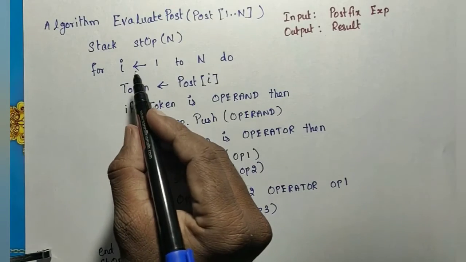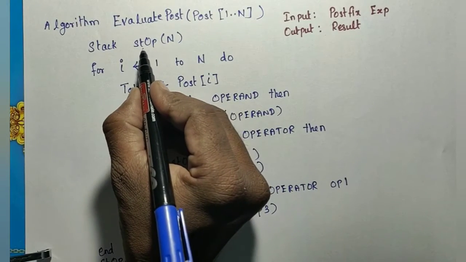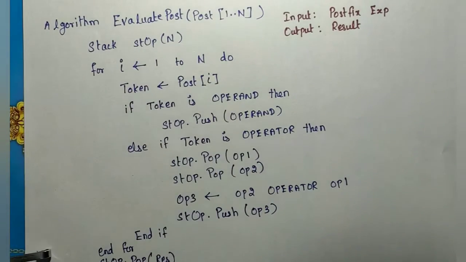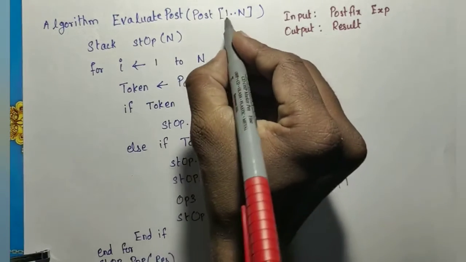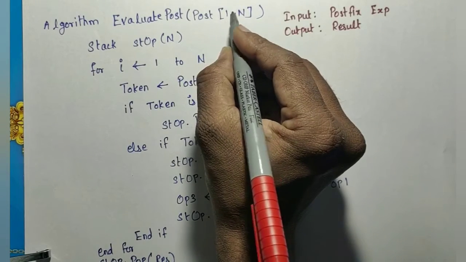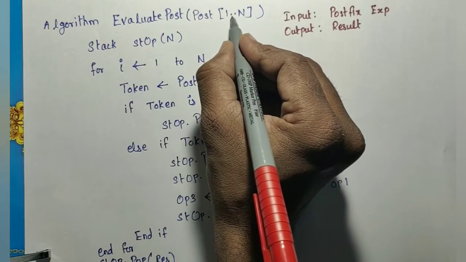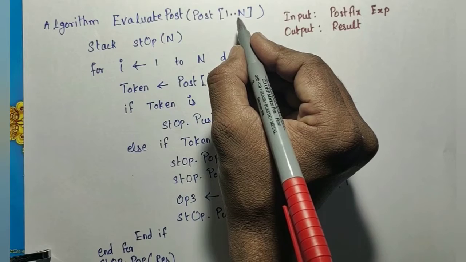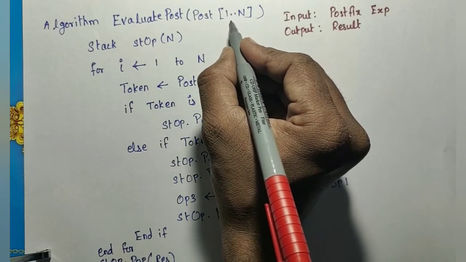So that is the algorithm. In that algorithm, the first step is we need to use one stack. The stack is for maintaining the operands, not the operators. It's a very simple algorithm. We need to process the characters one by one from the postfix expression, that is 1 to n. They need to be processed one by one.